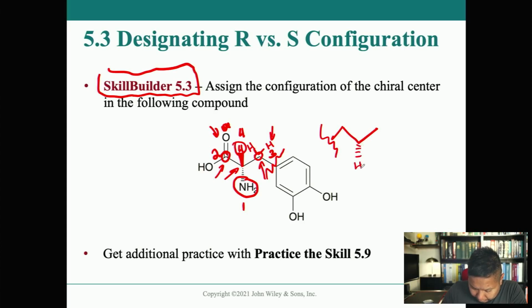And then, oops, I did that wrong. Hold on a second. There we go. Solid wedge there for NH2. And then hydrogen going backwards, right? And then over here was the carboxylate, I believe. Yes. Right there. Okay. Flipped it around.